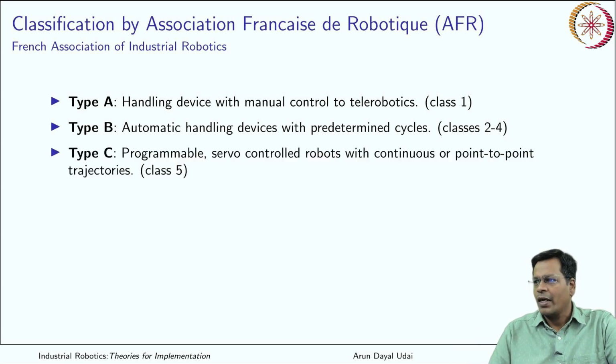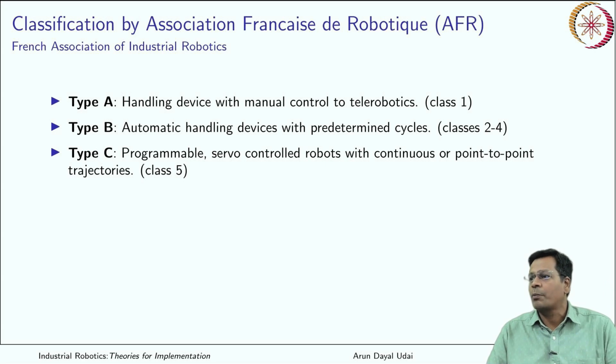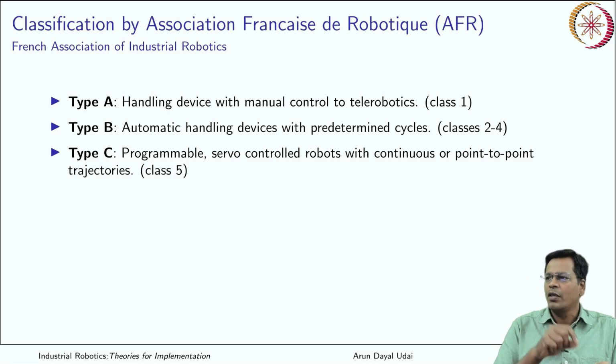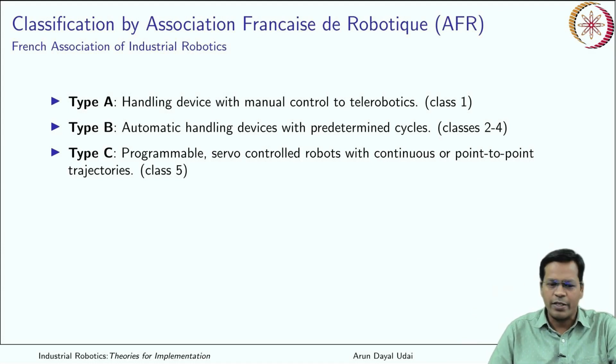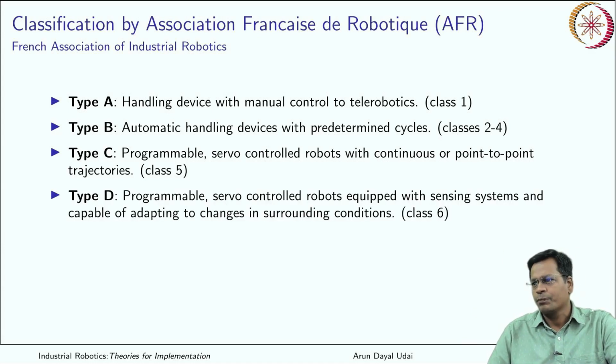Type C includes the programming aspect: servo controlled robots with continuous or point to point trajectory. So now it can be programmed for going from one point to a different point in a given trajectory also. This is basically class 5 of JIRA.